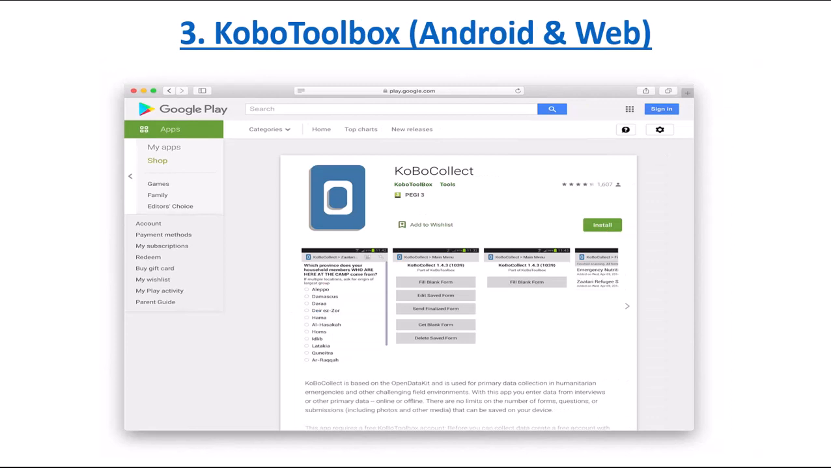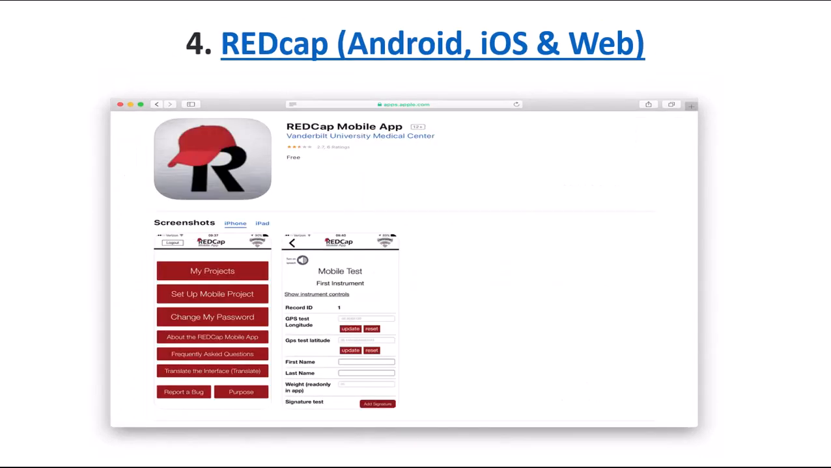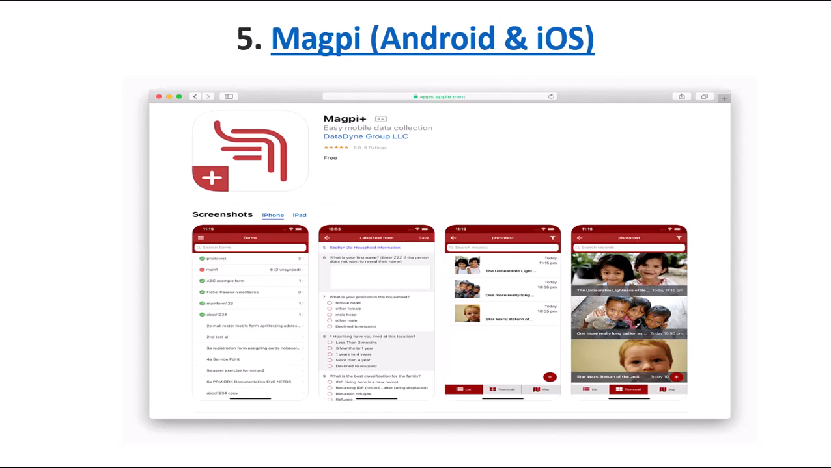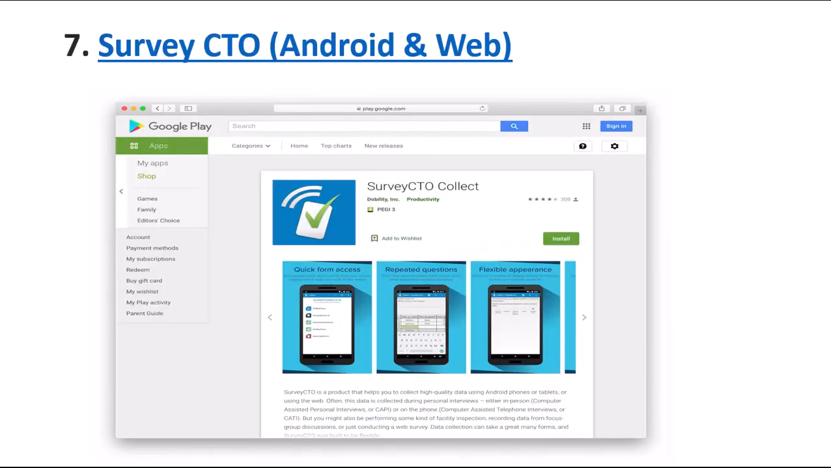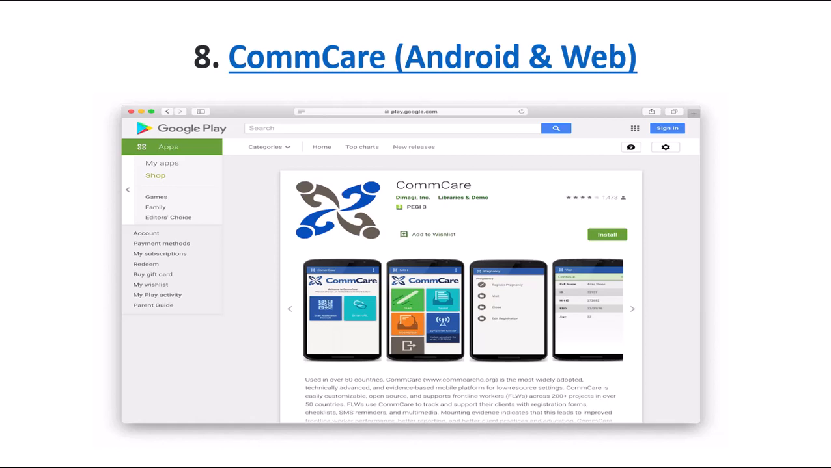This is also KoboToolbox, which this training will be focusing on. With KoboToolbox, if you have an Android operating system, you can have access to it. It also allows for web-based forms too. We have REDCap, on Android operating systems, iOS and web. MapP, Android and iOS. JotForm is also available. You also have SurveyCTO and CommCare.